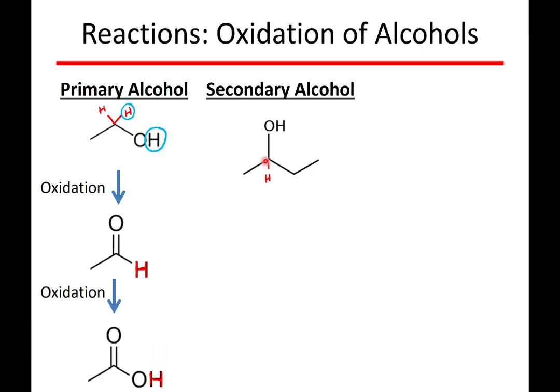Because there's already 1, 2, 3 bonds shown, that means there's only one more bond to a hydrogen to make a total of 4 to obey the octet rule. Now, when we perform oxidation, we're once again going to remove 2 hydrogen atoms. We'll start by removing the hydrogen atom that's in the alcohol functional group, and then we'll also remove the hydrogen atom that is attached to that carbon atom there.